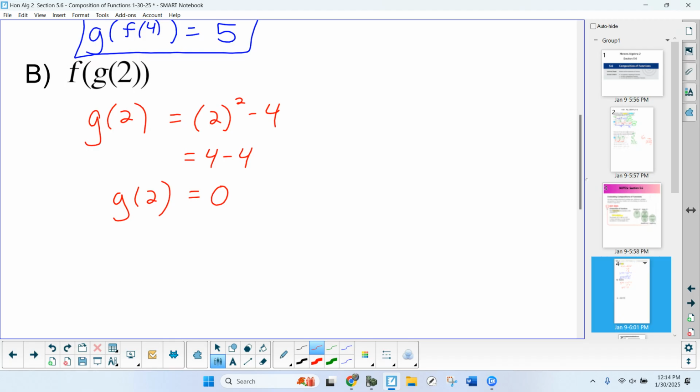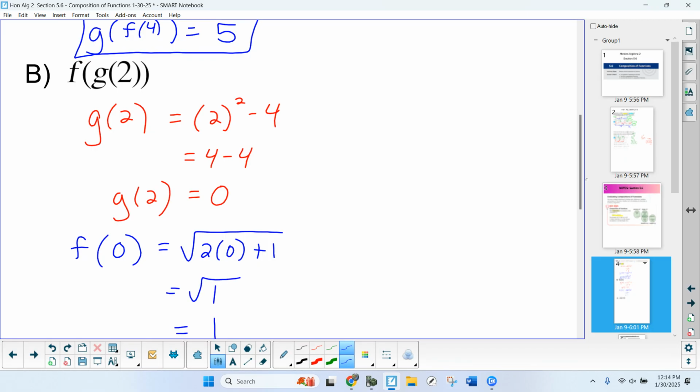Okay, so now you're going to go to function what? F and plug in 0, because g of 2 is 0. So you go to f, which is the square root of 2x plus 1. So square root of 2 times 0 plus 1. And as AJ told us, 2 times 0 is 0. Plus 1 is? And the square root of 1 is 1. So f of g of 2 is 1.